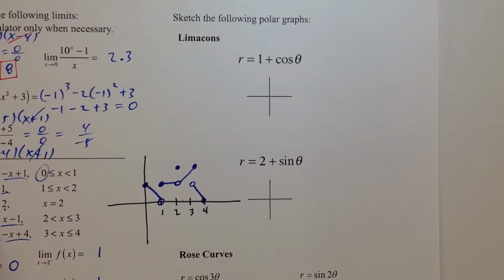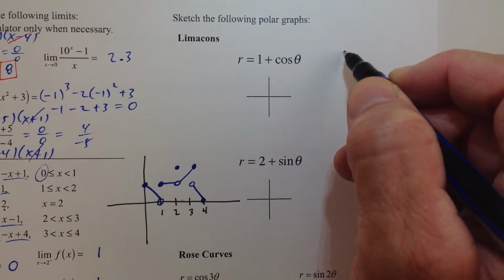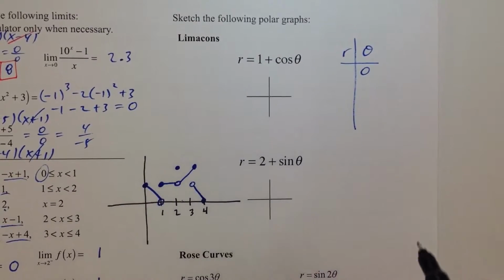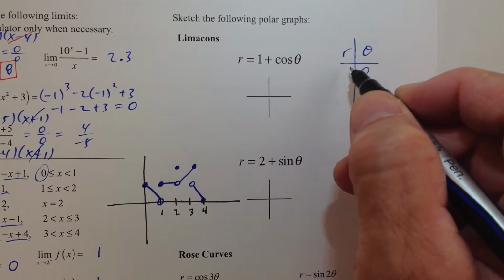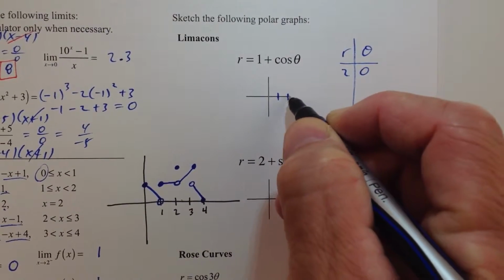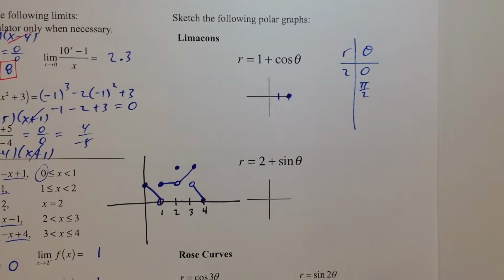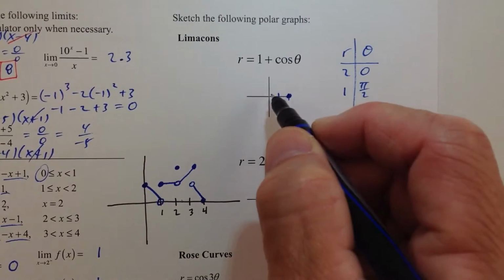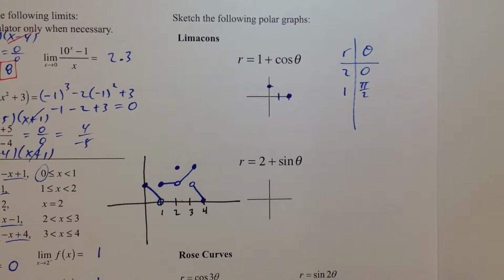And the limacons, I know we didn't spend a lot of time on this section in pre-calc honors, but if you just did an r, theta chart and you picked values of theta that start at 0, cosine of 0 is 1, so 1 plus 1 is 2, so you get the point (2, 0). The next most convenient value for theta would be pi over 2. Cosine of pi over 2 is 0, so r has a value of 1. So you go 1 unit towards pi over 2, put a dot there.